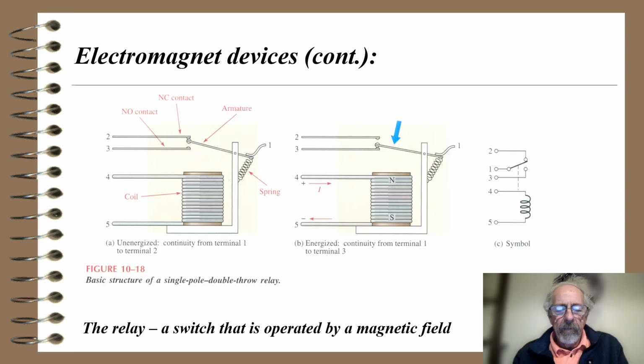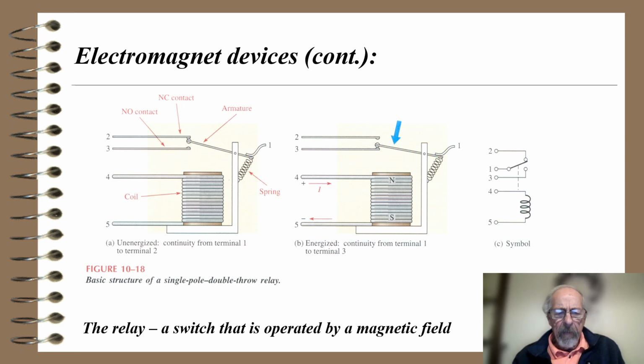And here's a relay, a switch that's operated by a magnetic field. We talked about these in the prior presentation, but here's a different type of picture. This shows a coil with leads 4 and 5 connected to the coil. There's a normally closed contact and a normally open contact, leads 2 and 3, and then 1 is the spring that is the contact to the armature.